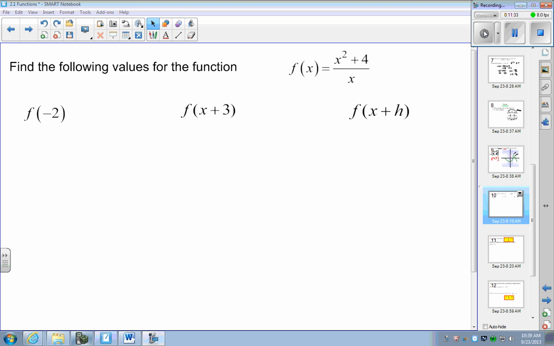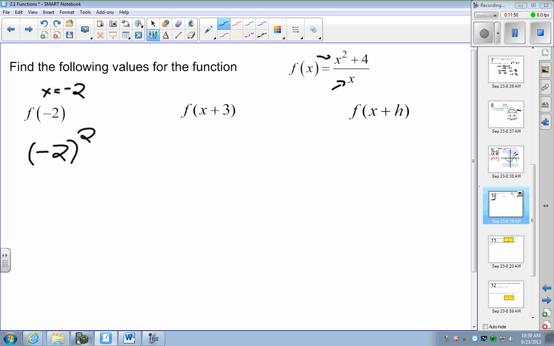Now what if we have to find values of our function? So here we'll have x is equal to -2. And so we plug in -2 into our x squared and into our x. So we'll have -2 squared plus 4 all divided by -2. And so -2 squared is just 4. So we'll have 8 up top divided by -2. And this is just equal to -4.